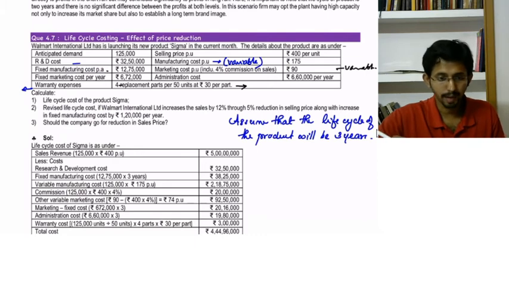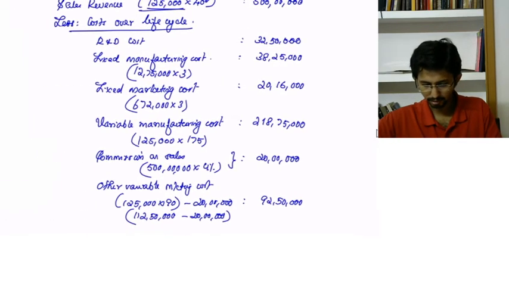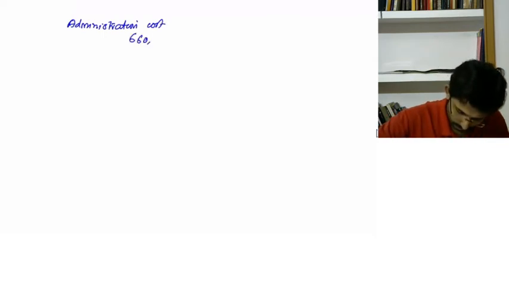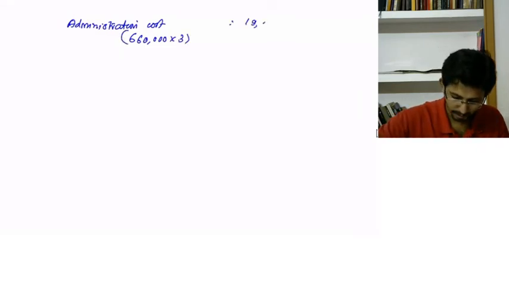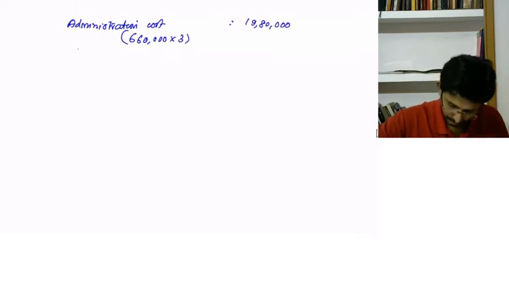Then you have administration cost. It is 6,60,000 per year. Administration cost, write in the next page. Administration cost is 6,60,000 into 3. That will be 19,80,000.